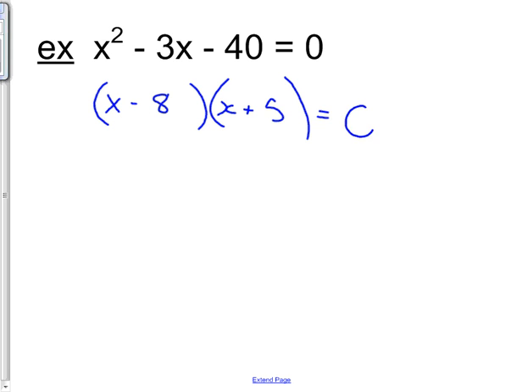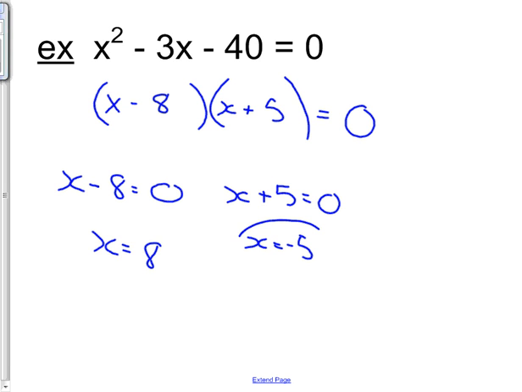This is still equal to 0. And now this is where our zero product property comes in. We can go x minus 8 equals 0 and x plus 5 equals 0. You have to do both. We have two different answers. So the one on the left, x minus 8 equals 0. What do we get for x? X equals 8. And for the other one?